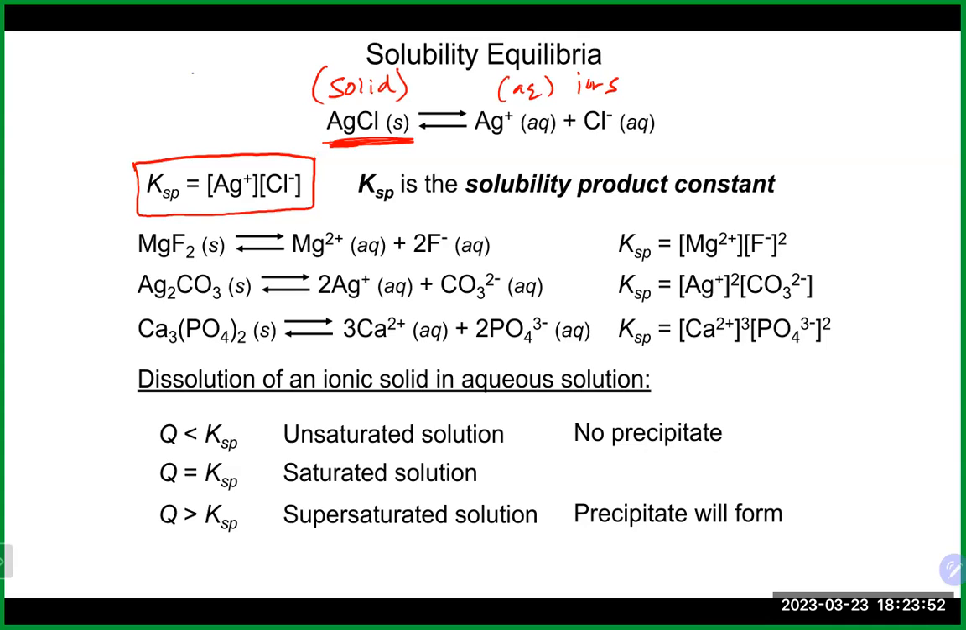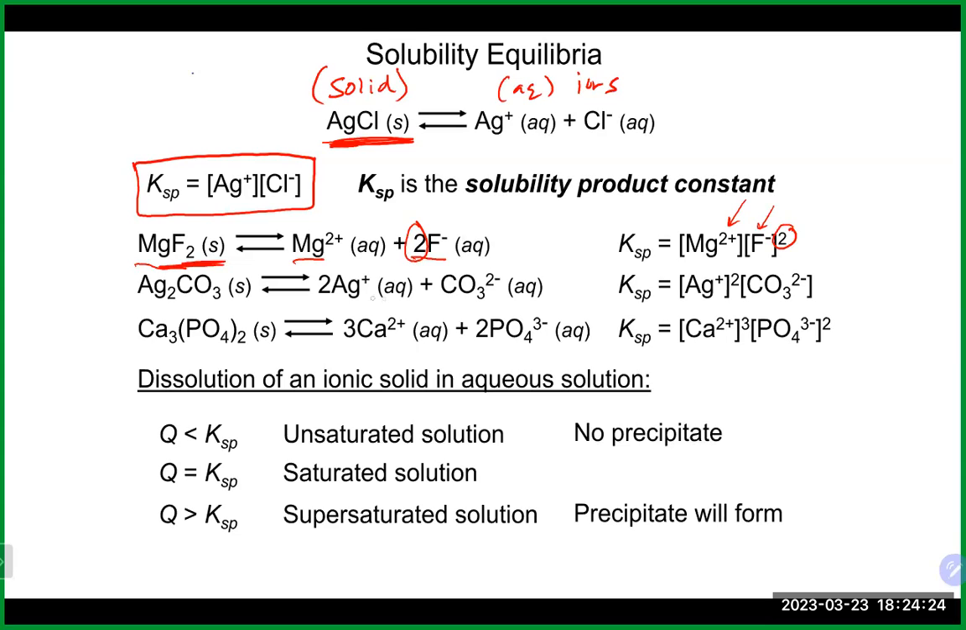So the KSP here is the concentration of silver times the concentration of chloride. We still do everything that we normally would do. So if there's some coefficients in front of the ions, you put them into your expression. So when we have something like magnesium fluoride, it breaks apart into 1 magnesium ion and 2 fluoride ions. The KSP is magnesium times fluoride, and we would square it because of the coefficient, just like normal. And once again, this is a solid on the left, so we would not include it.